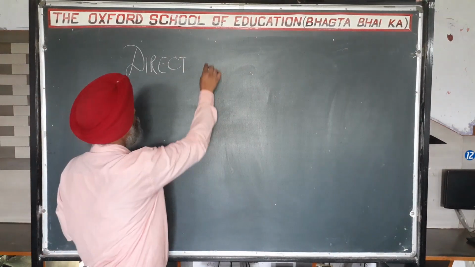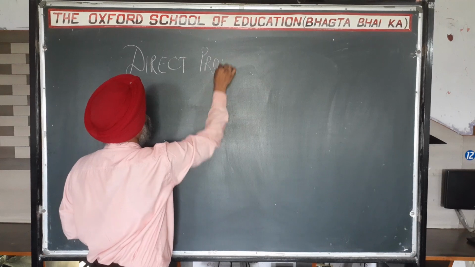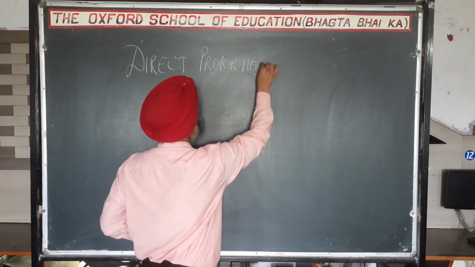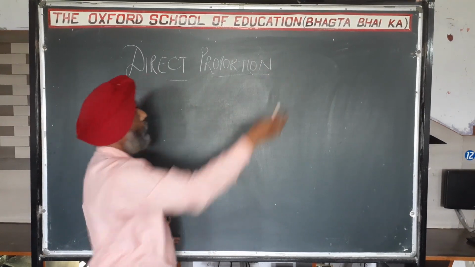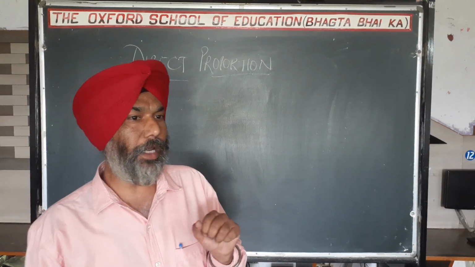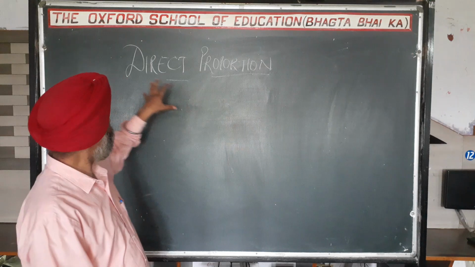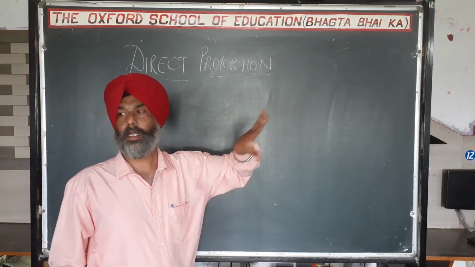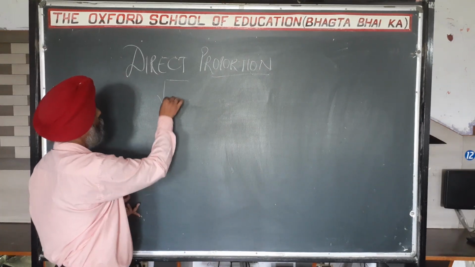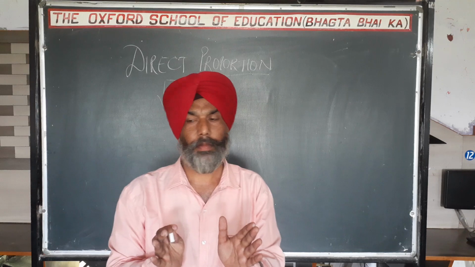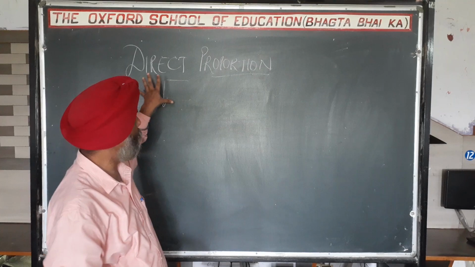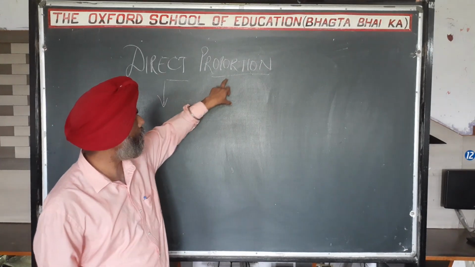The next word is proportion. Before going toward the next topic, included in the NCERT book of Standard 8, chapter number 11, I want to first deal with this first topic, direct proportion. Direct means related directly with something; when one quantity is directly correlated with the second, we say it is directly related to the other. But the second word is proportion.